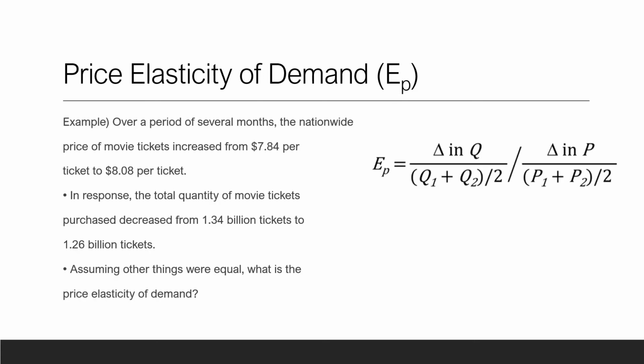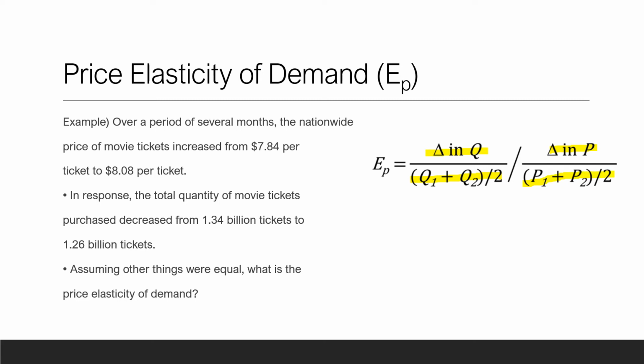So again, in order to calculate the percentage change in quantity, you would say Q2 minus Q1, which is the top portion, and then you would divide that by (Q1 plus Q2) divided by 2. That would give you your percentage change in quantity. And then for the percentage change in price, it would be P2 minus P1 divided by (P1 plus P2) divided by 2.